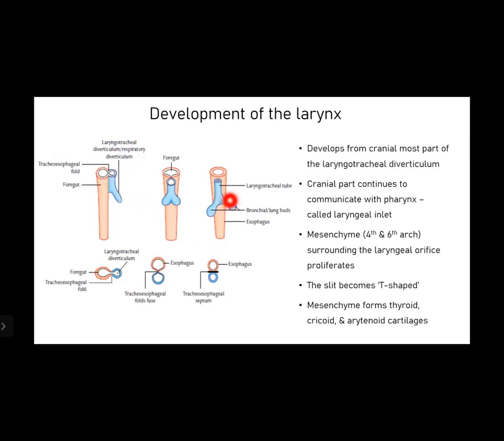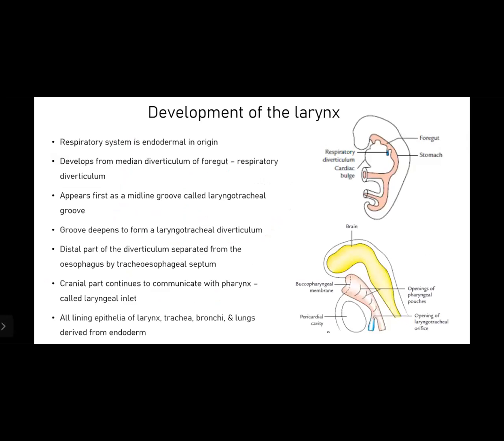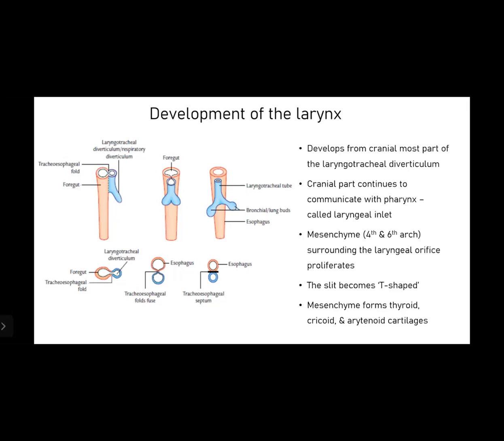And then the posterior tube that you see here is the esophagus. So the mesenchyme of the fourth and the sixth arch surrounding the laryngeal orifice will proliferate, and you can see that there is a slit over here that will become T-shaped, which you will see in the next slide. The mesenchyme forms the thyroid, cricoid, and the arytenoid cartilages.